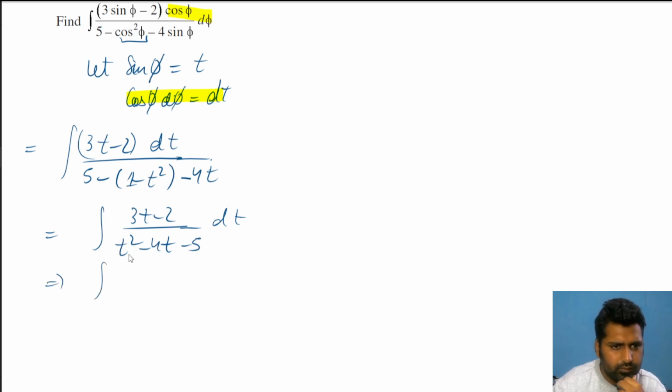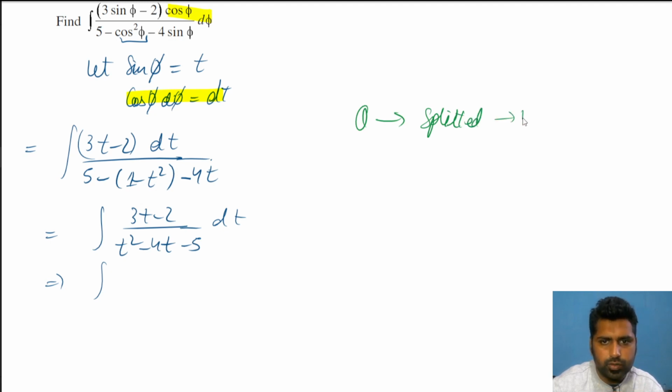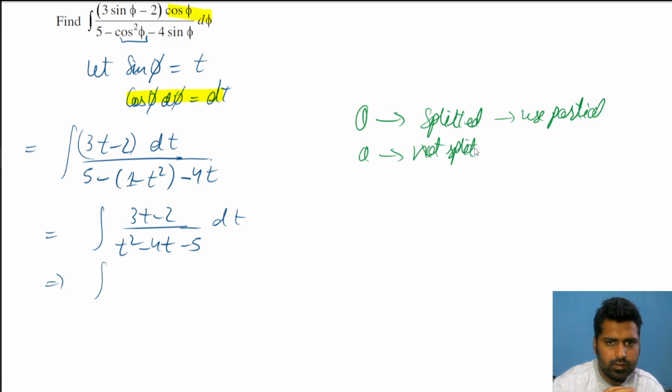It looks like linear upon quadratic, but before applying that directly, see if you can split the quadratic in the denominator. I'll give a note here: if the quadratic can be split, then use partial fractions. If the quadratic can't be split, then use the perfect square method.